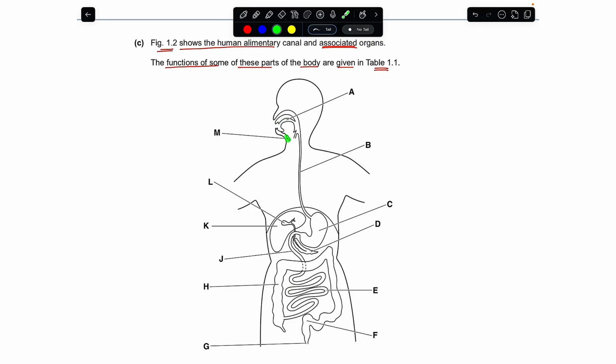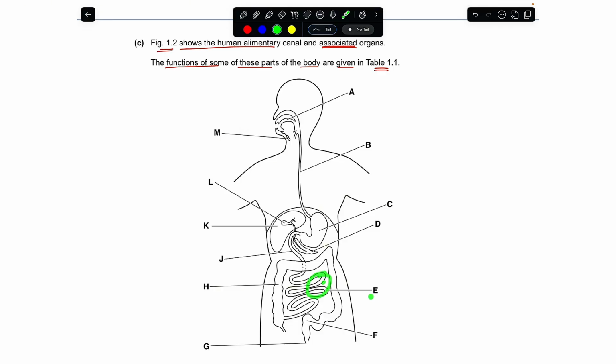And here it would be released with the help of the salivary amylase that comes out of these salivary glands. The other part where the digestion of the starch can happen is J, which is the first part of the small intestine. That is the duodenum.